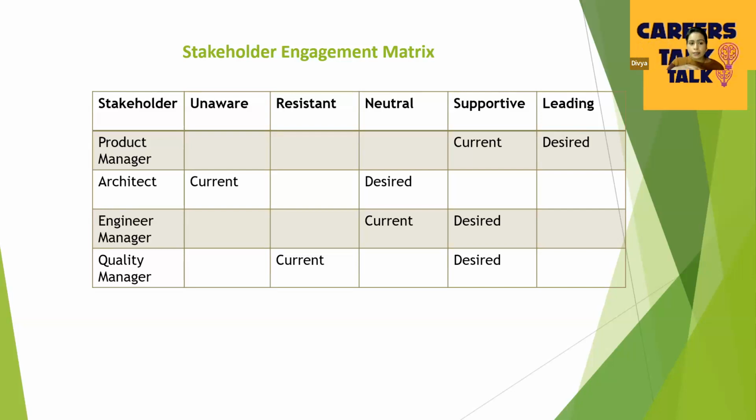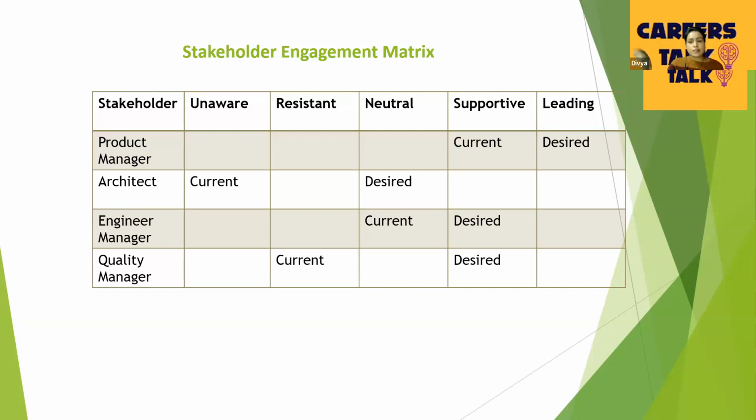An architect is a person who is unaware. He is not aware what kind of project is coming in, because he's not aware which project he would be working on next. So he's unaware at present, and he should be neutral at one point of the stage, so that he supports the further development of the project. Then the engineering manager, he's neutral at present, and you want him to be in a desired stage in the coming stages of the project.